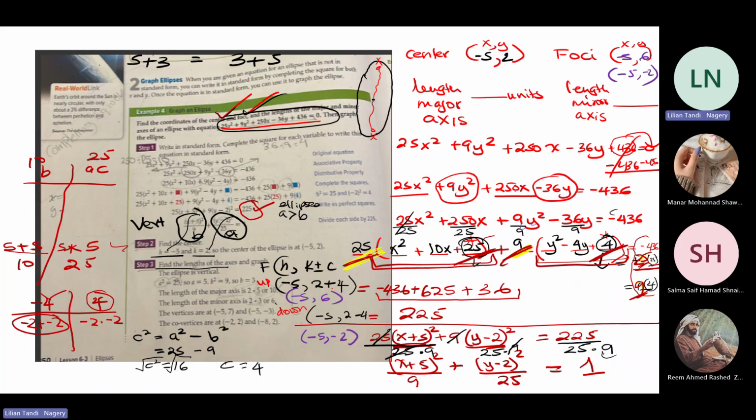H plus K plus A. Did you see that Kanun? I can't erase this one. Why? Because I said keep it.